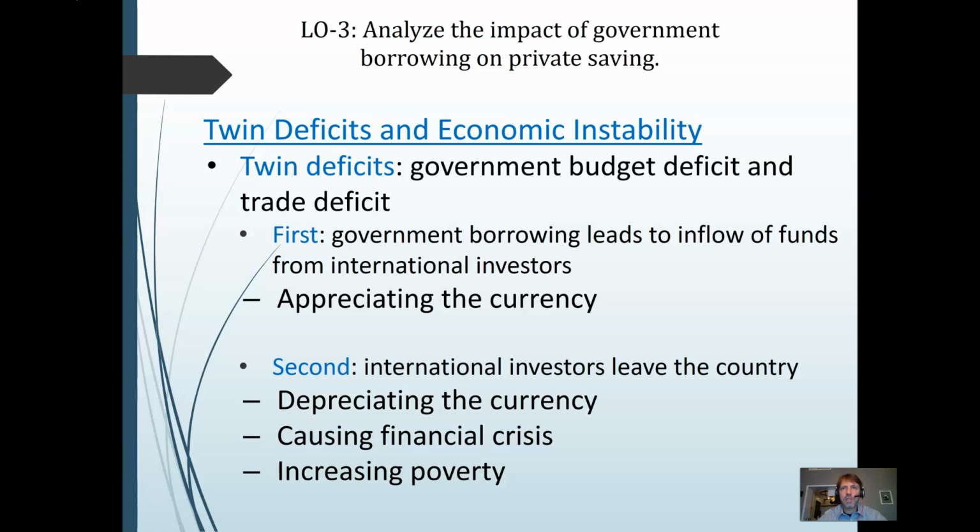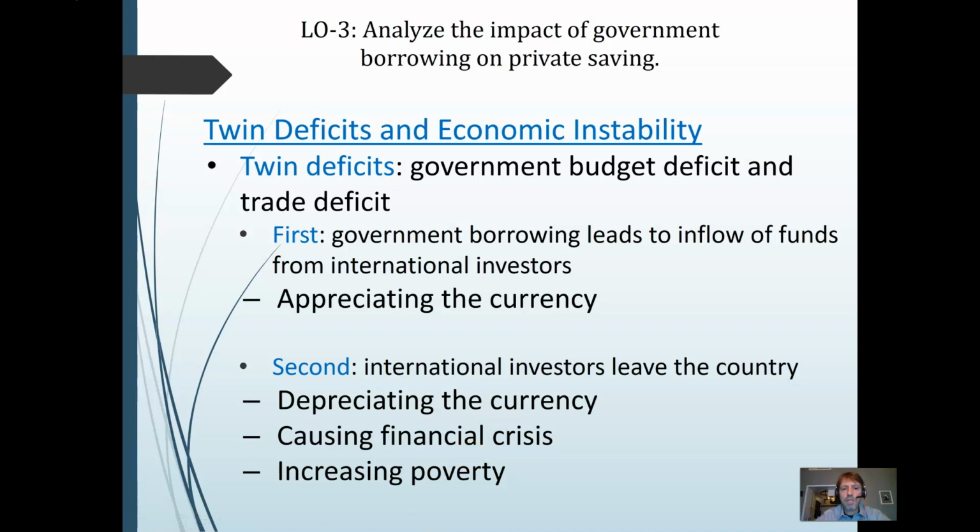So that borrowing, some of it you and I do, but also other people and institutions around the world, international individuals and organizations are lending some of that money or buying some of that debt of the US government, and that appreciates the currency. The second wave then is that investors start to get concerned about ability to pay, and they leave the country, they pull their money out, it depreciates the currency, it causes a major financial crisis, and it leads to major increased poverty.